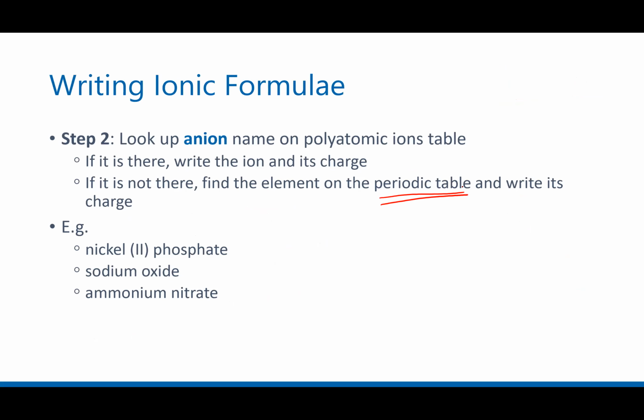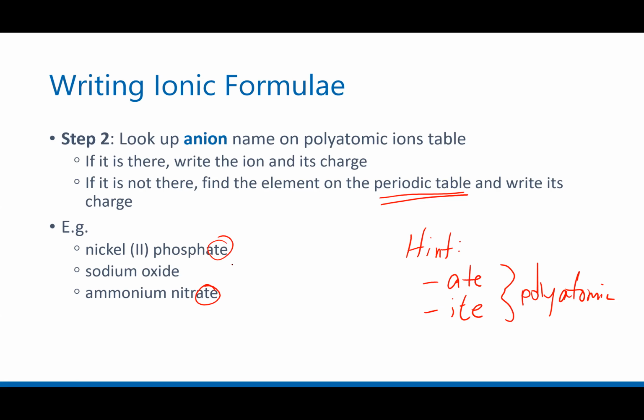Now, I'll just give you a hint. If the name ends in ate or ite, it's probably polyatomic. So if you look at the examples on the left here, phosphate and nitrate, those are definitely polyatomic ions, whereas oxide is not. So let's just look at these examples and see if we can find the anion's formula.